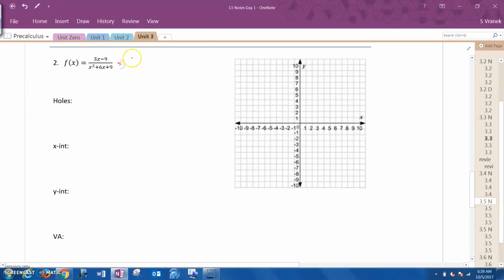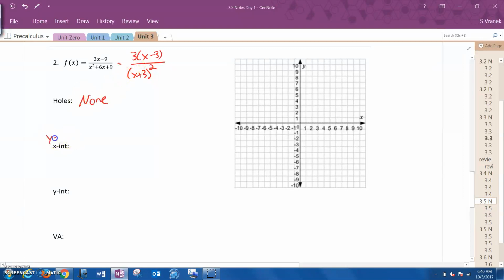Again, we first factor. That's the first step. The top becomes 3 times x minus 3. The bottom becomes x plus 3 squared. There are no holes again, because nothing cancels, so we say none.